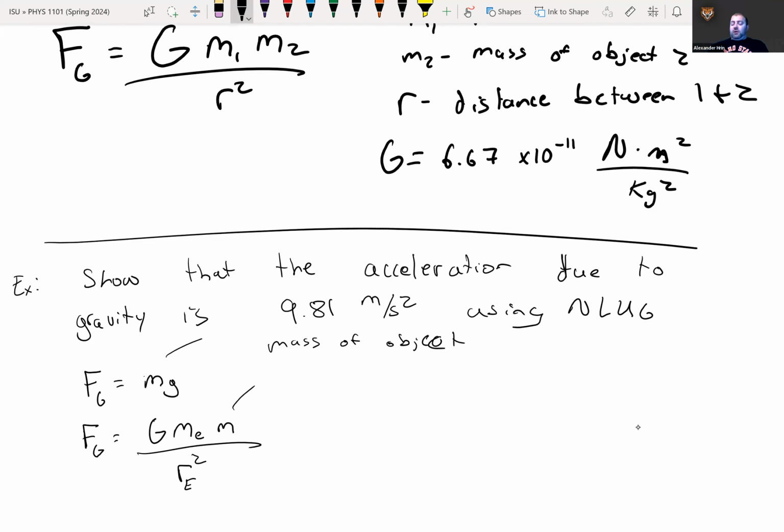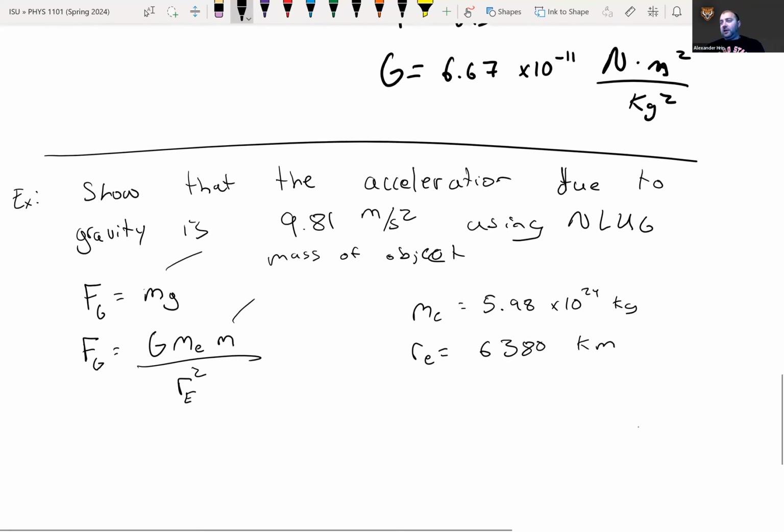So what we do from there is we need to know some of these things. Mass of the Earth, 5.98 times 10 to the 24th kilograms. Radius of the Earth is 6,380 kilometers. This is what I mean by you not being given it in SI. Before you ever start, you need to make sure to convert this to meters. So it's 6.38 times 10 to the 6th meters.